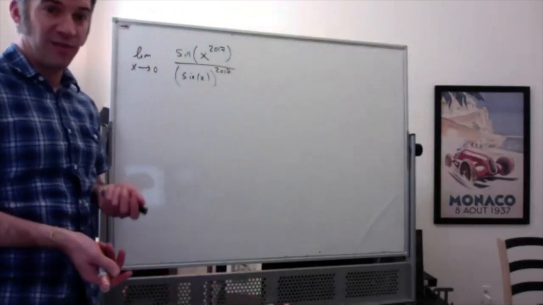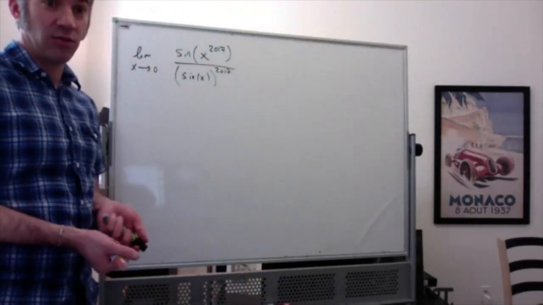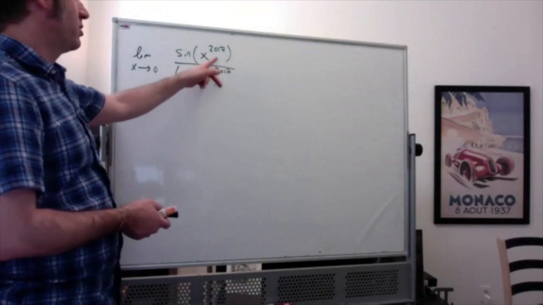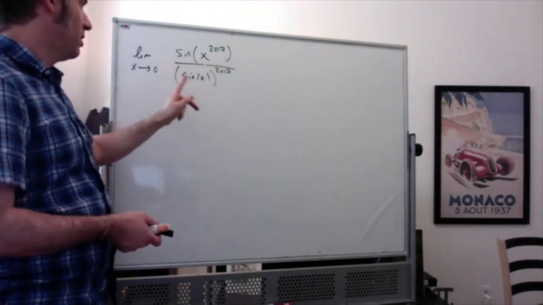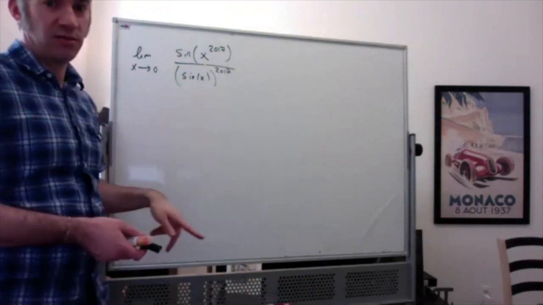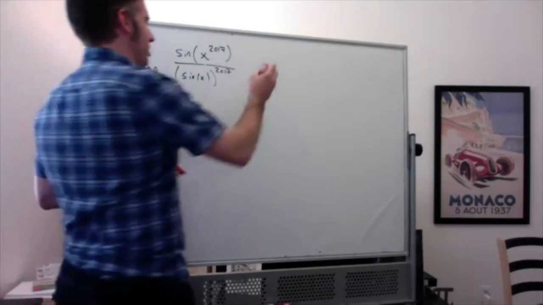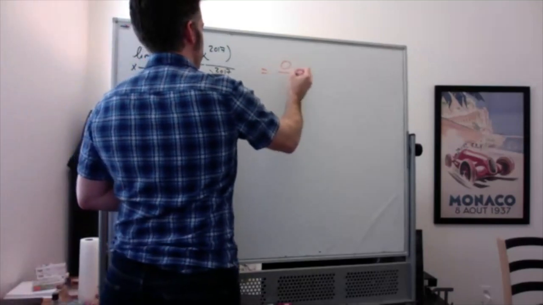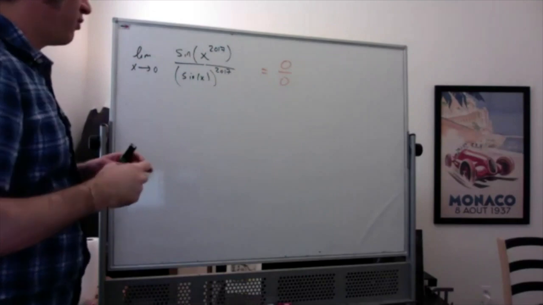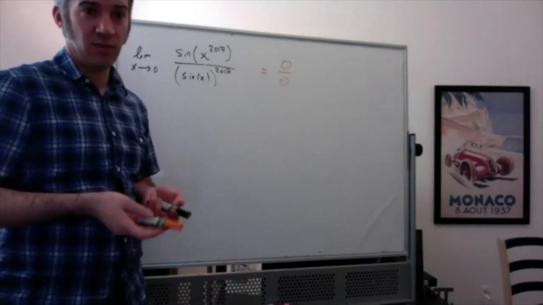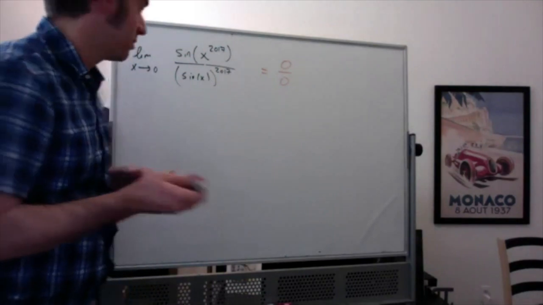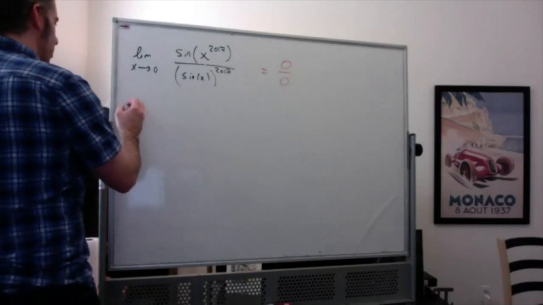All right, so what do I see when I plug in 0? I see 0 over 0, right? 0 to a power is 0, sine of 0 is 0, sine of 0 is 0, 0 to the power is 0. So this is a 0 over 0 type. So I probably should try using L'Hopital's rule. Maybe something nice will happen.